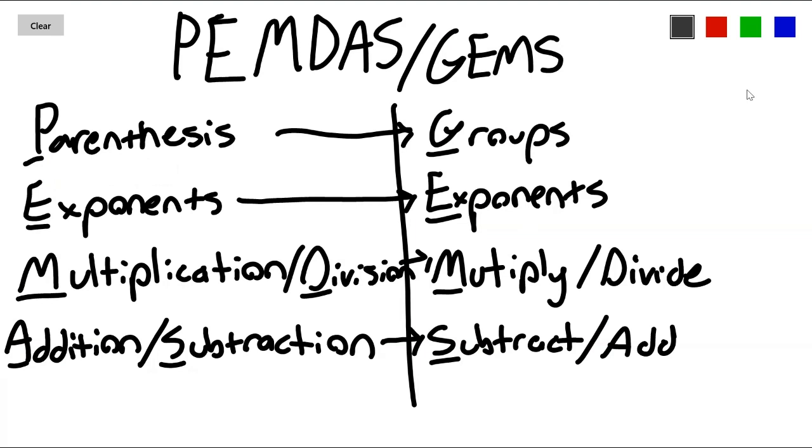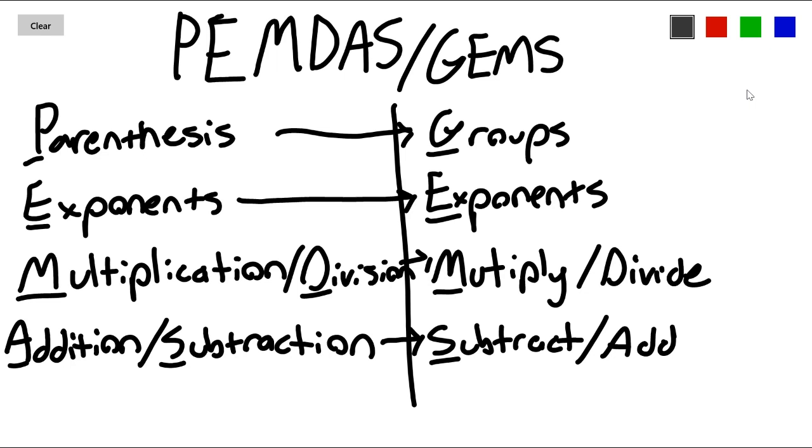In this video, I'm going to talk about PEMDAS and GEMS. These acronyms tell us the order of operations in which we solve algebraic expressions, and expressions in general. They both mean the same thing, except the acronyms are a bit different.